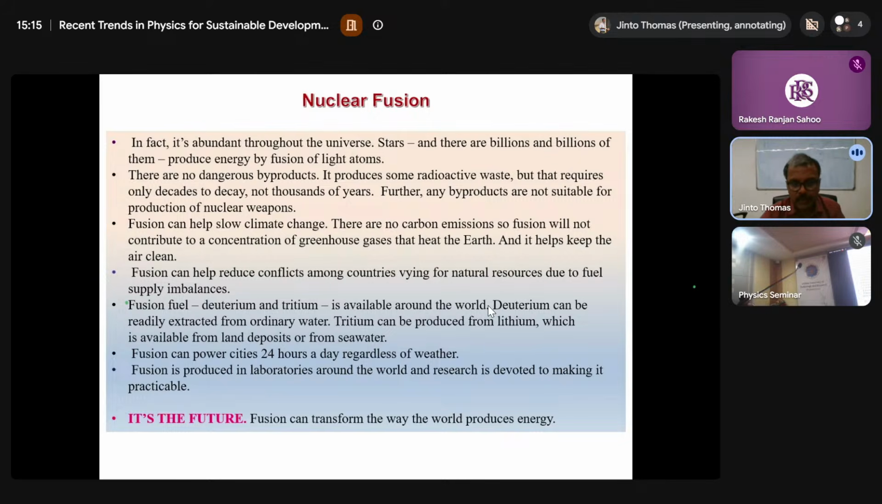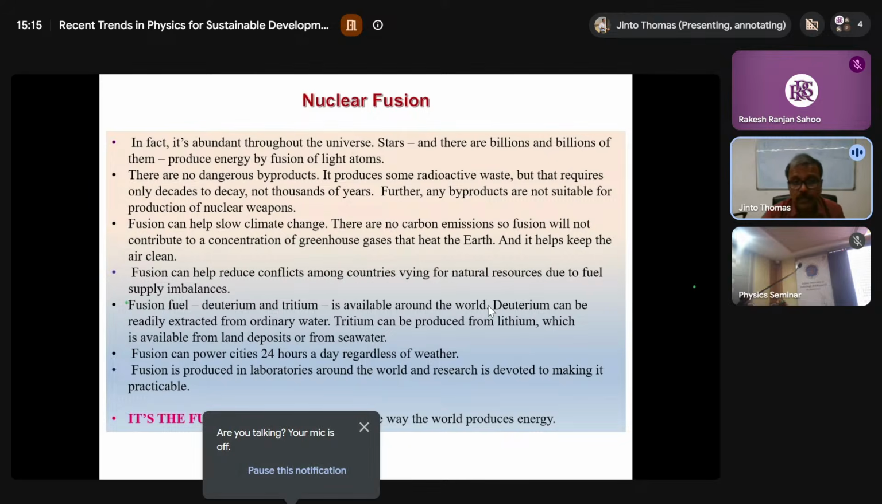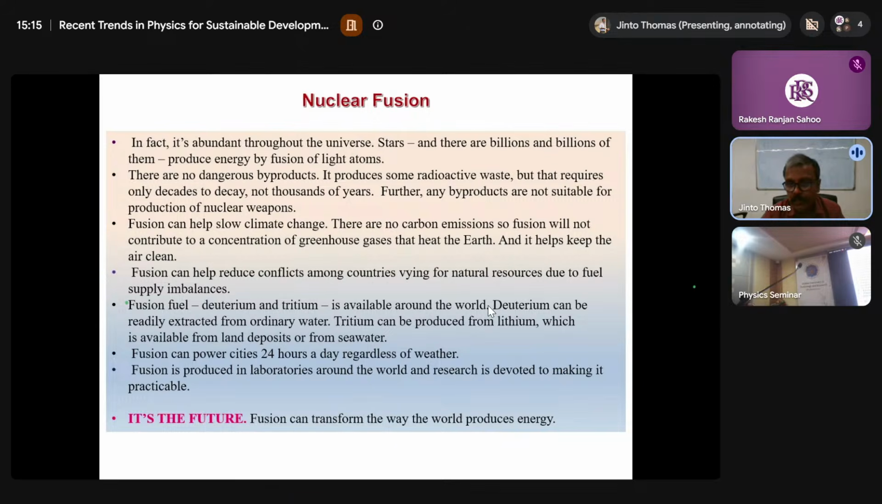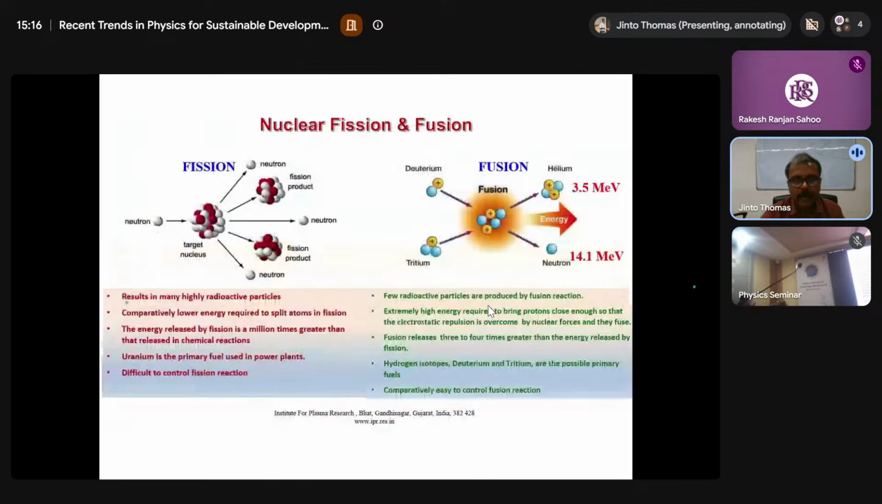That means that fusion can power cities 24 hours a day regardless of the weather, and fusion is produced in laboratories around the world and research is devoted to making it practicable. Now the issue is that in a laboratory fusion is demonstrated. You may remember that a couple of years back the LANL just showed that even with inertial confinement fusion they got a very good energy yield. So in principle, if you are thinking about green energy, fusion is going to be the future for all these reasons which we stated earlier.